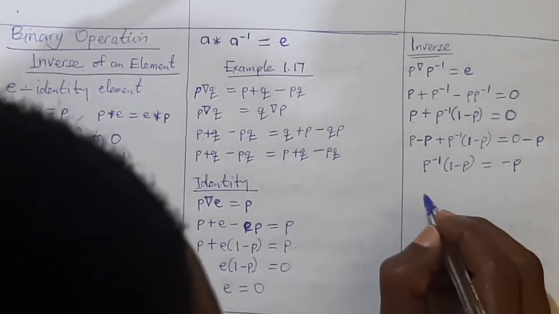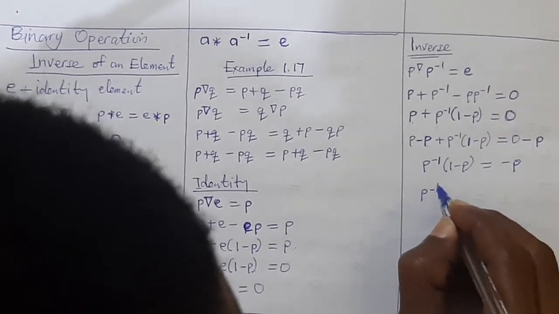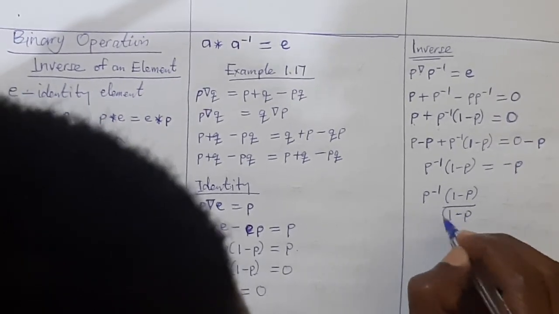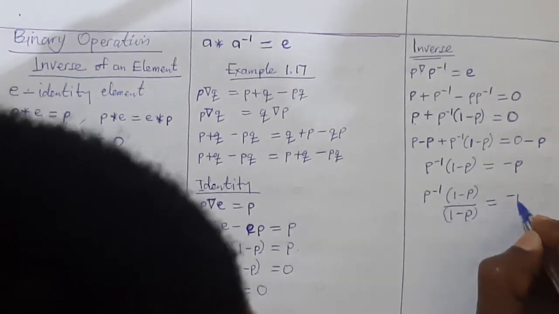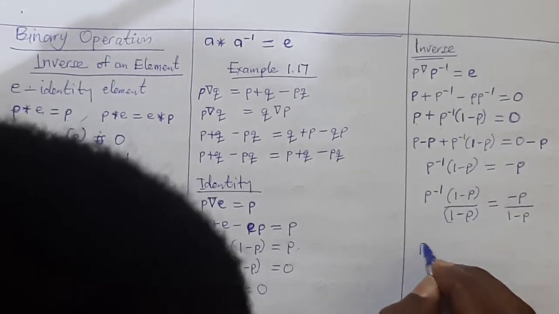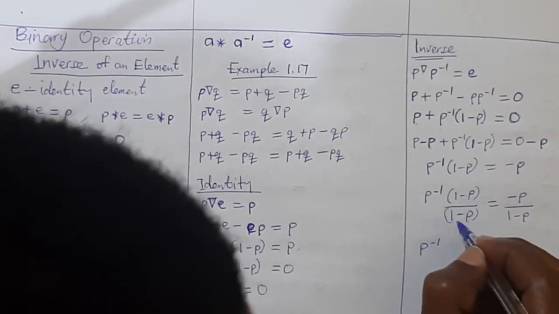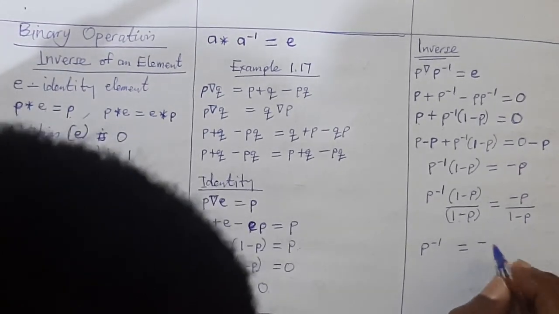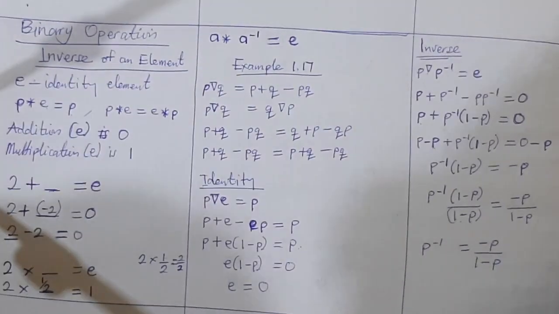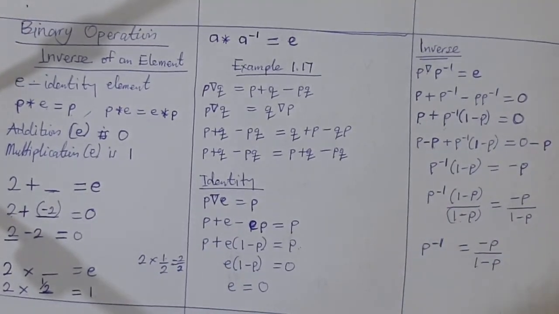And what do we do? I can divide both sides by 1 minus P. So P inverse (1 minus P) divided by 1 minus P is equal to negative P divided by 1 minus P. So P inverse, these values cancel out, is equal to negative P divided by 1 minus P. So the inverse of P is equal to negative P divided by 1 minus P.